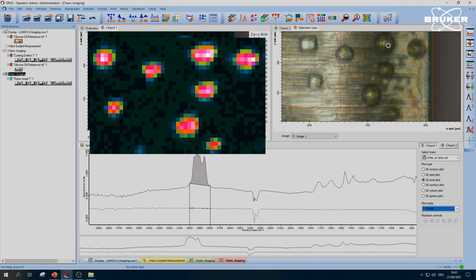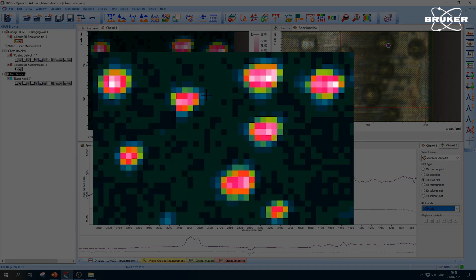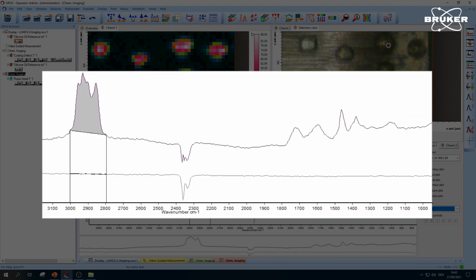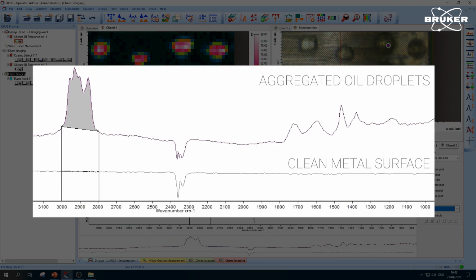From the infrared data, chemical hotspots are highlighted here. The oil droplets appear in bright red. The IR spectra display typical CH absorption bands, confirming the identity of the coating oil.